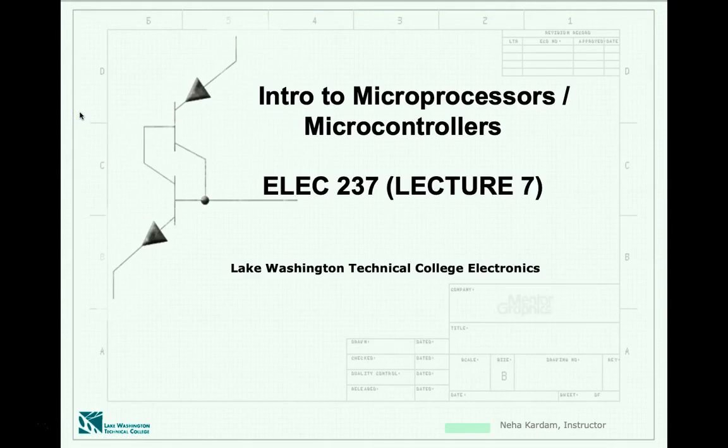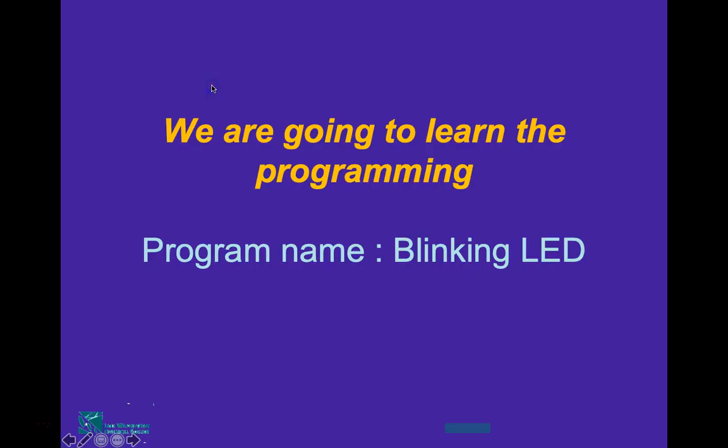In this lecture, we are going to learn a small program. So let's get started. The program which we are going to learn is the blinking LED. It's a very simple program in which the LED is going to turn on and stay there for a few seconds, and then it will be turned off, and stay off for a few seconds, and then again be turned on, so kind of creating a loop.